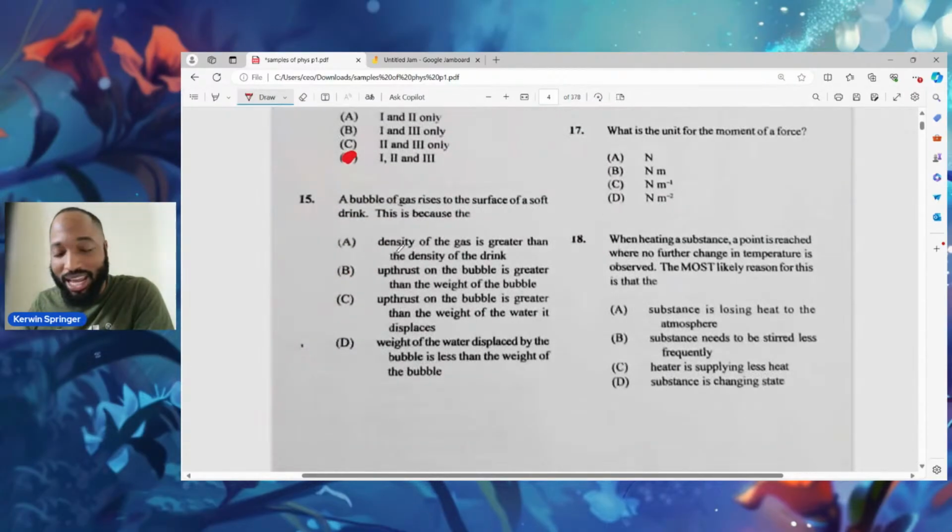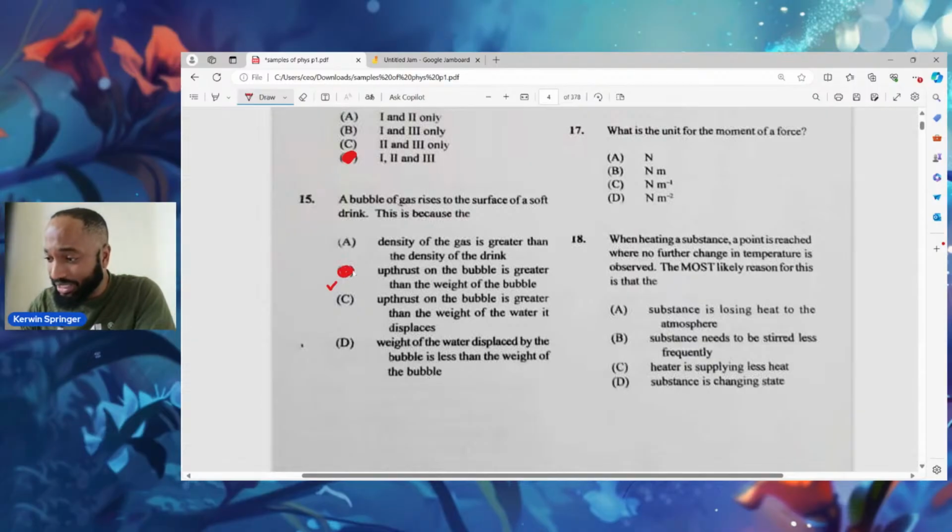A bubble of gas rises to the surface of a soft drink. This is because the density of the gas is greater. No. The upthrust on the bubble is greater than the weight of the bubble. This is true. So let me check back. Upthrust on the bubble is greater than the weight of water it displaces. Upthrust is always equal to the weight of water it displaces. This does not happen. Weight of the water displaced by the bubble is less than the weight of the bubble.